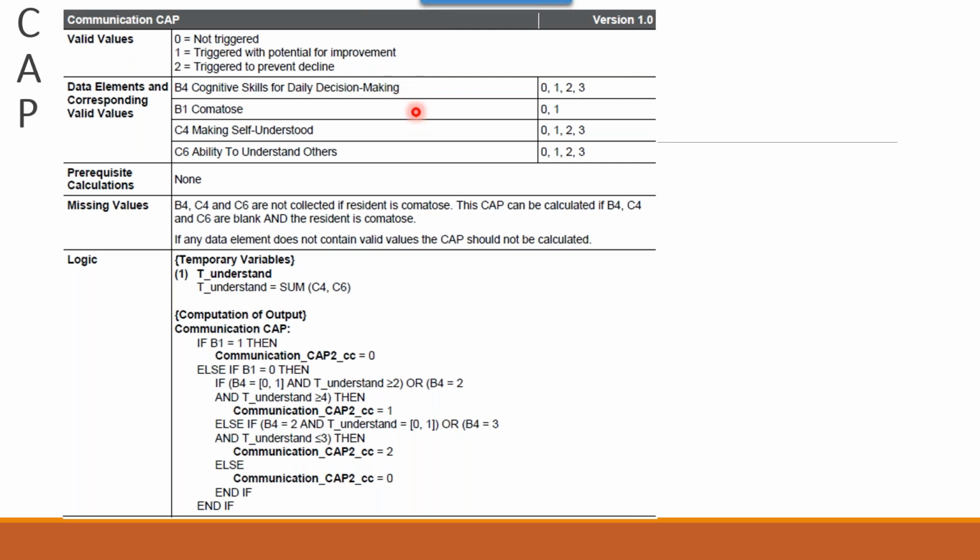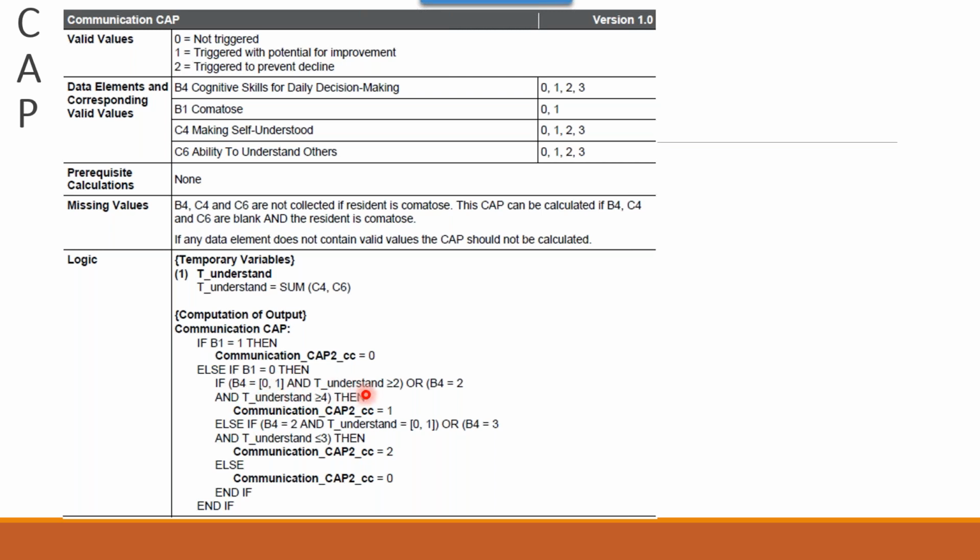We're going to look at coma, but it's not really part of the trigger in the sense that a person in a coma won't be included in the analysis. Making self-understood and ability to understand others, which we've seen before. Okay. And once again, you can notice that it won't trigger if the person's in a coma, B1 is equal to 1. Now, all these other conditions look at the case where the person's not in a coma, B1 equal to 0. And then you can see decision making. It's a 0 or 1. Remember, decision making is 0, 1, 2, or 3. So this person can make decisions.